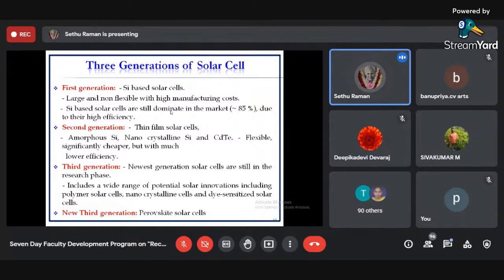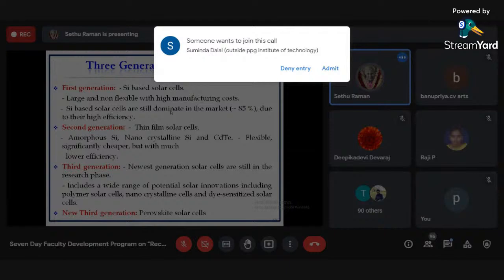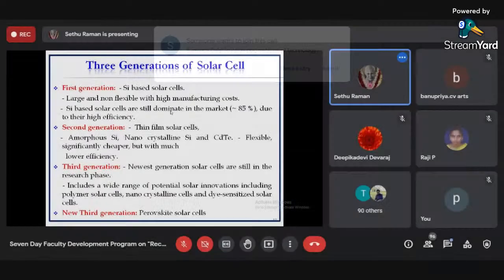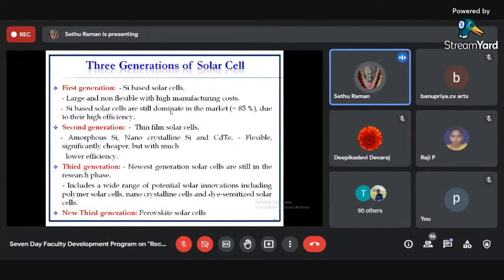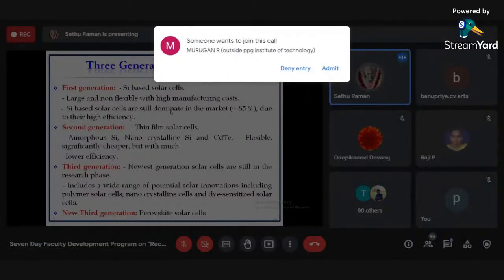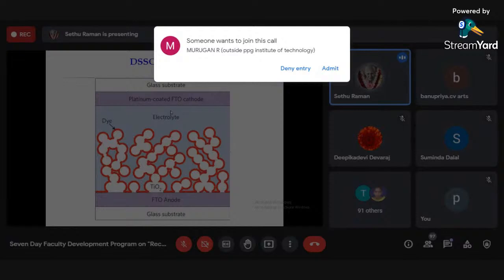Also, recently, perovskite solar cells are still at lab scale only. They are developed only at the R&D level. They are not yet commercialized for commercial and industrial purposes.